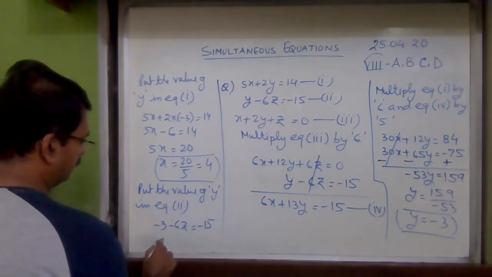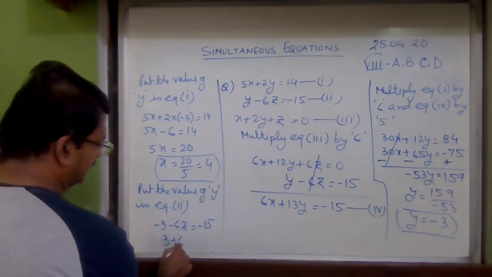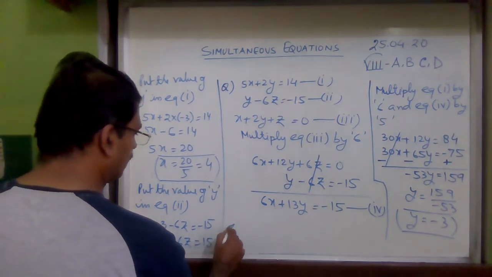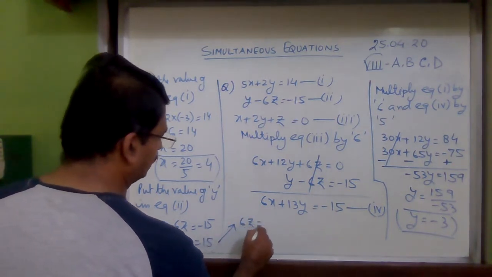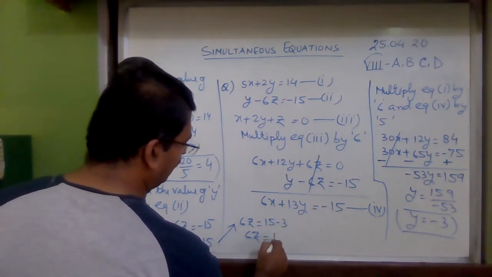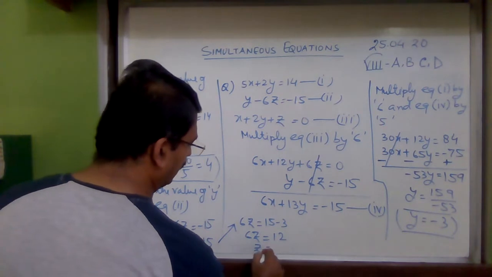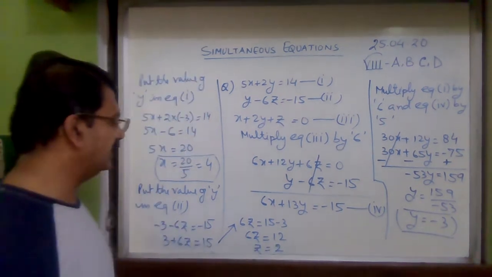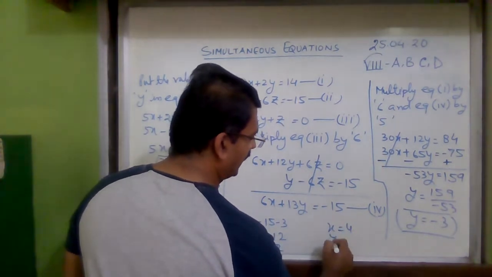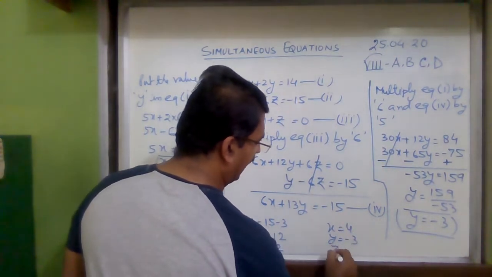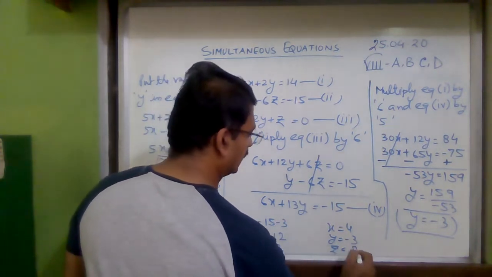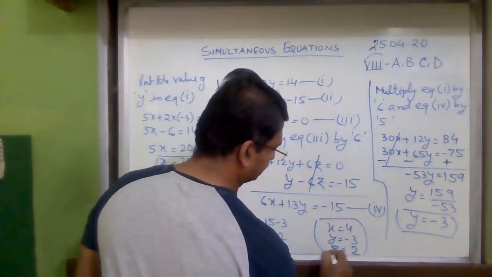Multiply the whole equation by minus sign, so it will be 3 plus 6z is equal to 15. So 6z is equal to 15 minus 3. 6z is equal to 12. So z will be equal to 12 by 6, that is 2. So that means we have found x is equal to 4, y is equal to minus 3, and z is equal to 2. And that is our answer.